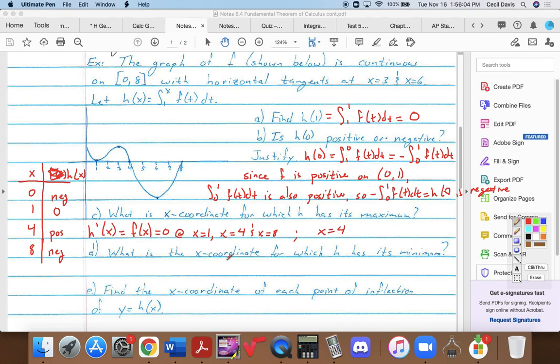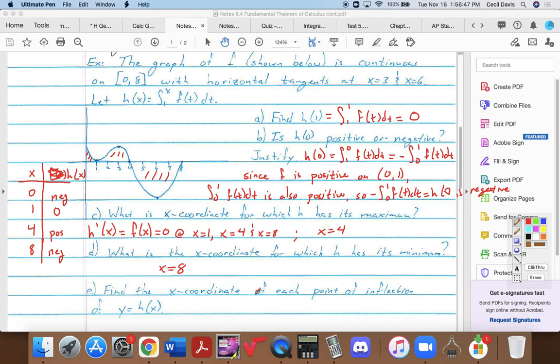Then we want the x coordinate for which h has its minimum. Okay. So h of 0 is negative, and the amount is equal to this little slice of area that we have here. H of 1 is 0. That's not particularly helpful. H of 4 is positive. And then h of 8 is negative, and it's the difference between this area and this area. Do you think that's more than this little area right here? Yes. It's quite a bit more. So x is equal to 8.